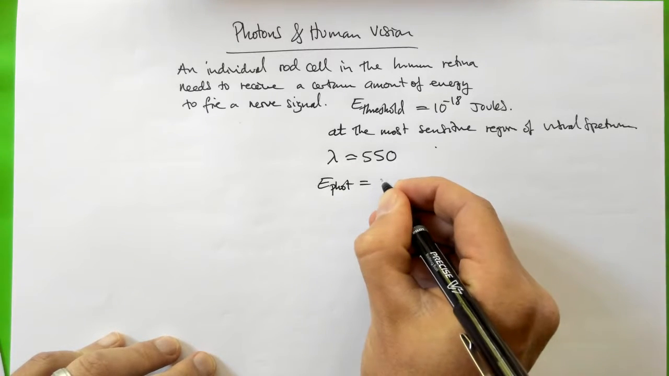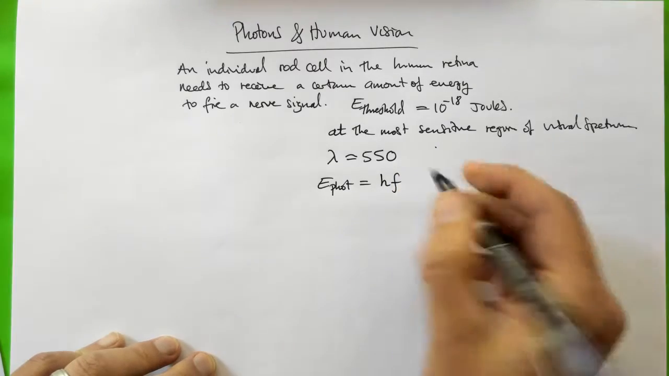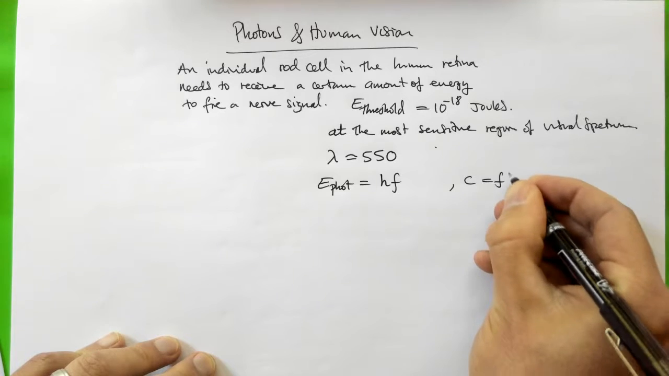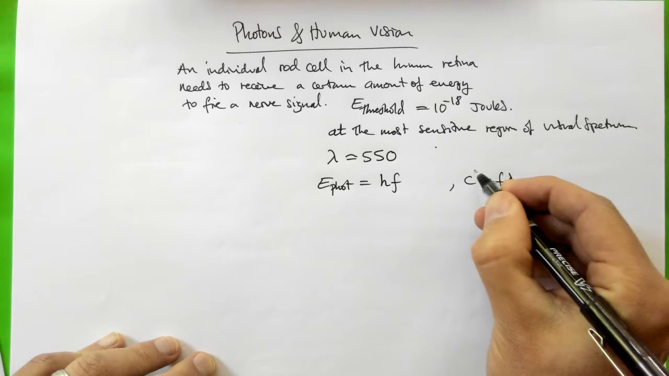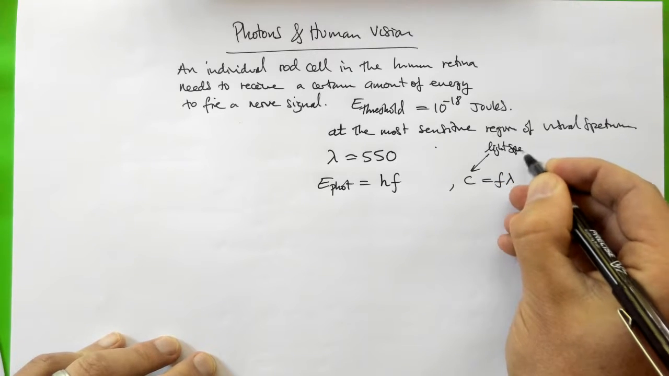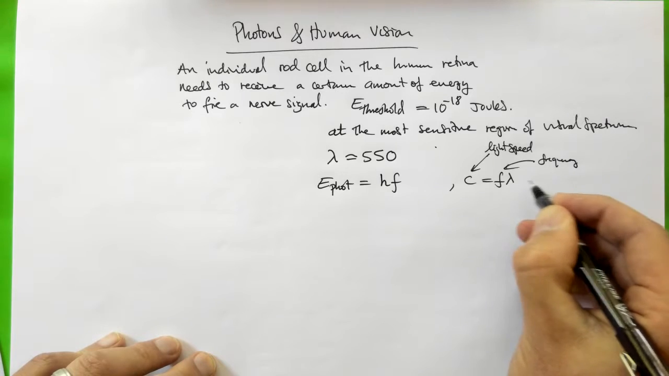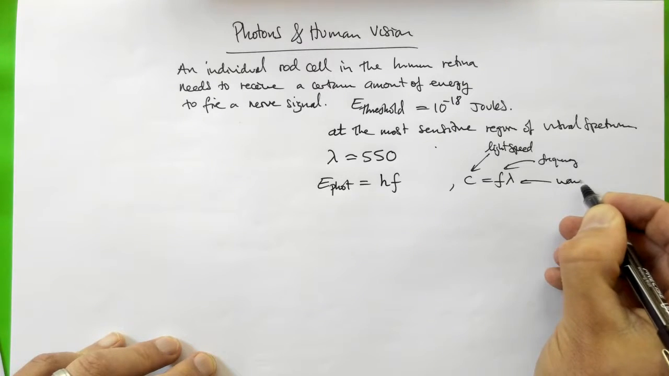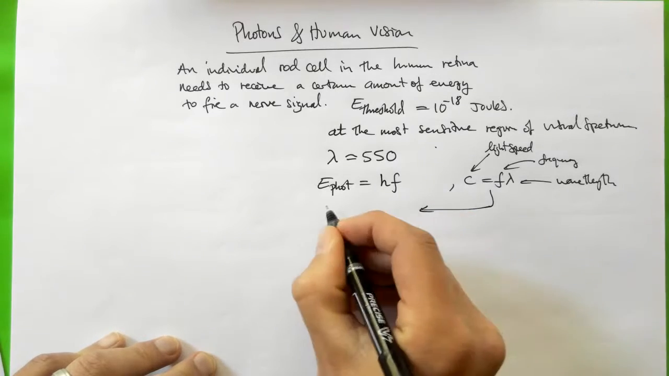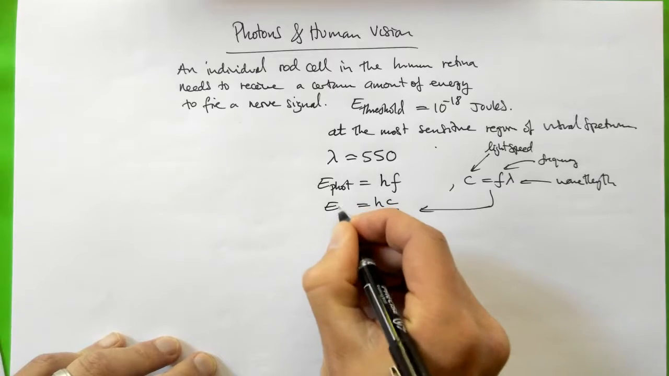So energy of a photon is hf. This is Planck's constant, and this is the frequency. c equals f lambda, we know from the speed of light equation. Frequency, and here's our wavelength. So we can substitute this into here. So E photon equals hc over lambda.